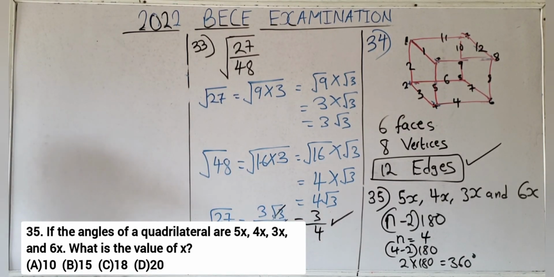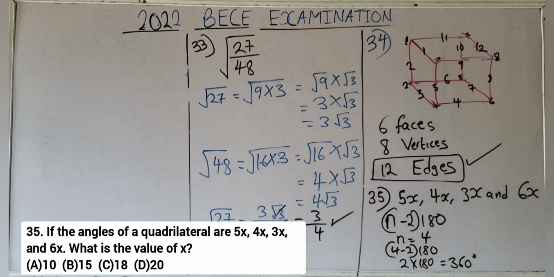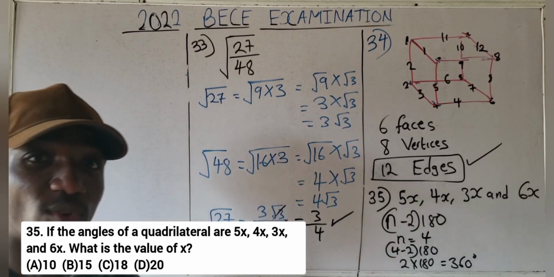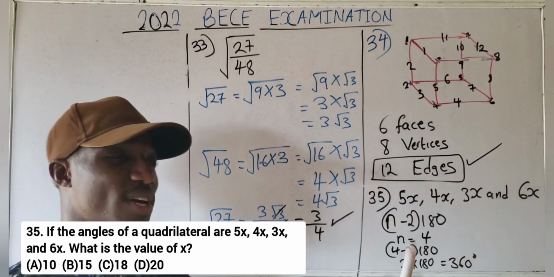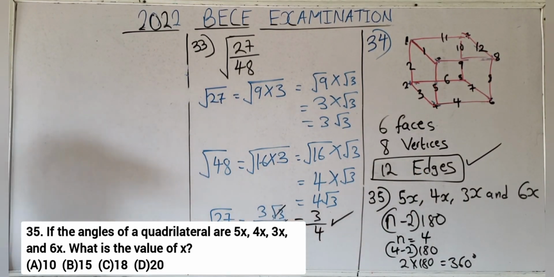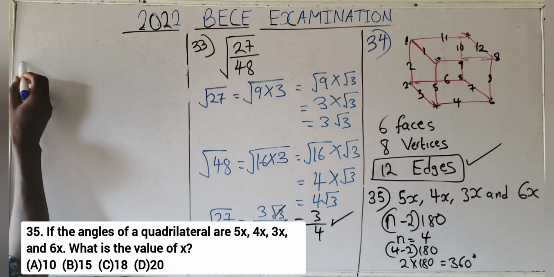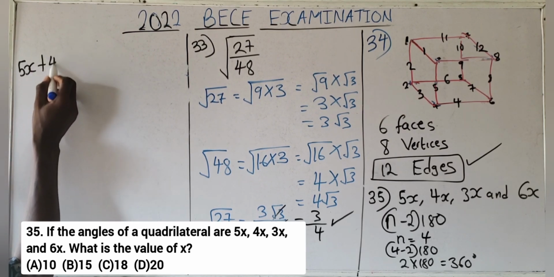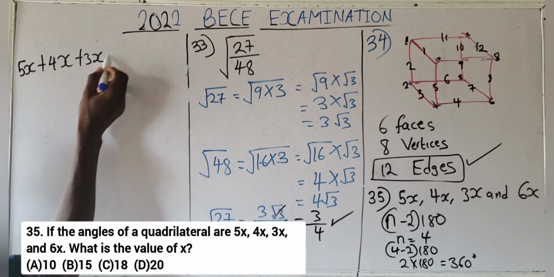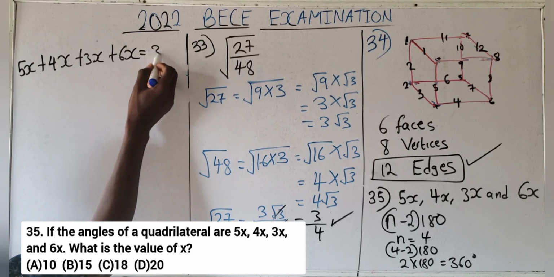Now, the reason why I show this working is because I want you to understand. If you are doing this in the exam, since you know that the sum of angles in a quadrilateral is 360 degrees, just sum them up together and equate it to 360 degrees. So here I'm going to have 5x plus 4x plus 3x plus 6x must be equal to 360.